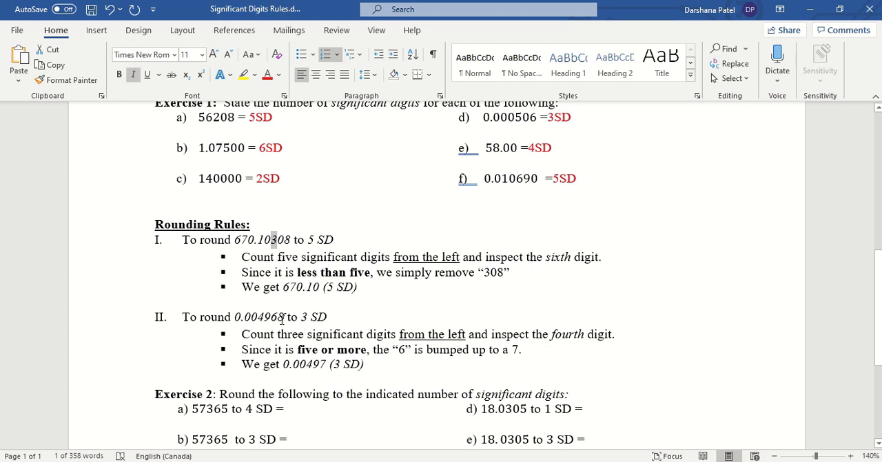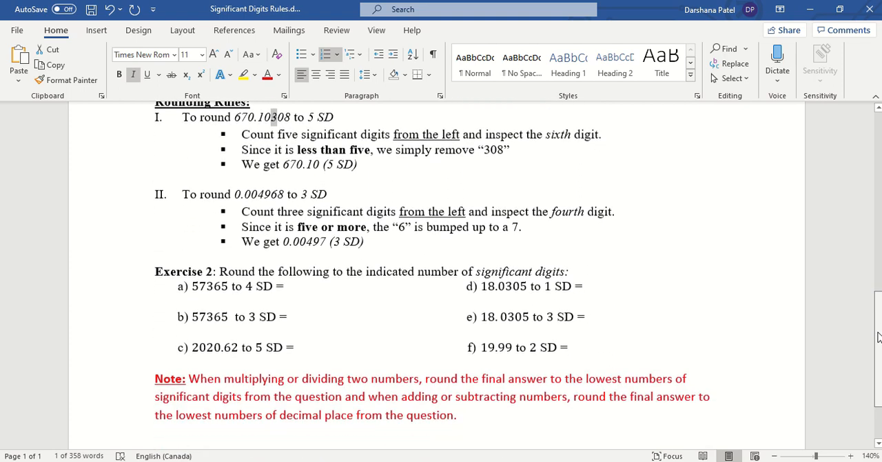Okay. I look at the 4th digit, and because it is 8, which is more than 5, I round the 6 up by 1 to make it 7. So basically we get 0.00497 as a 3 significant digit number. Now the examples I gave were with decimals. If it is without decimal, we have to be a little bit careful.